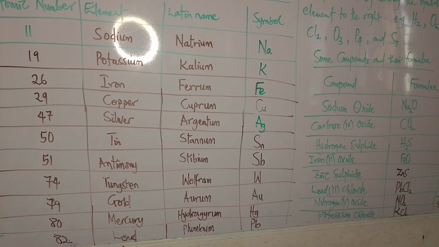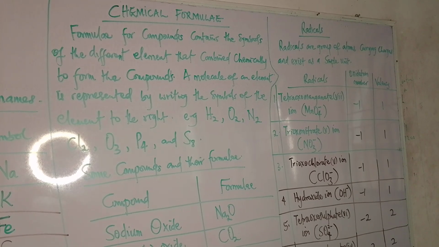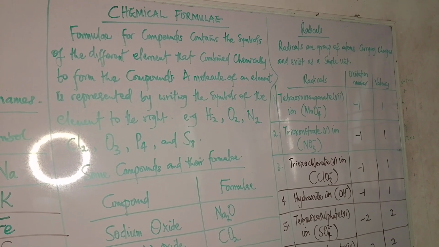Mercury is hydrargyrum, that is Hg. And lead, which you always call lead, is plumbum, which is Pb. So from there we go to chemical formulae.